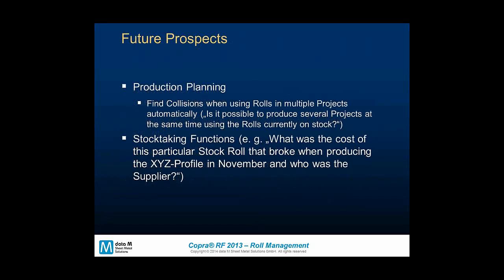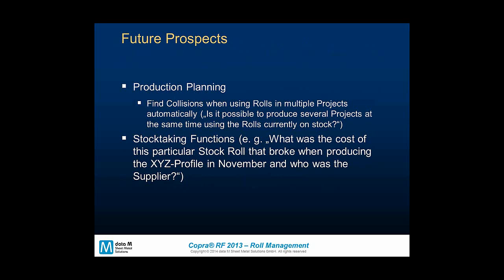So some future prospects here. Well, we consider production planning. We can find collisions within our planning. In other words, are these rolls in use on a particular day? In other words, we can't use them on this machine on this particular day because they're in use in another area of the organisation, maybe even a different site or facility. And of course, this can always be the situation when using multiple rolls in multiple projects.